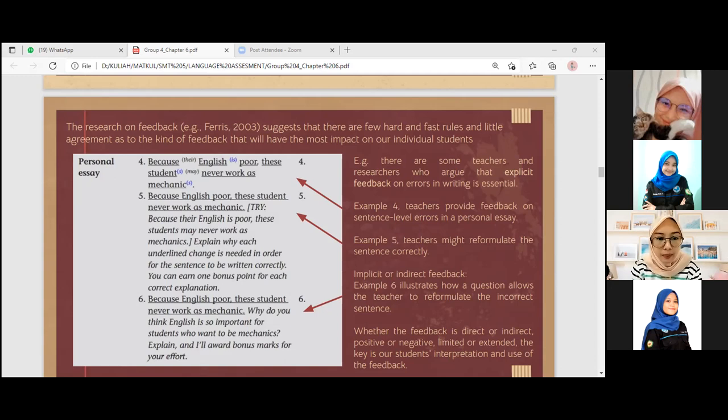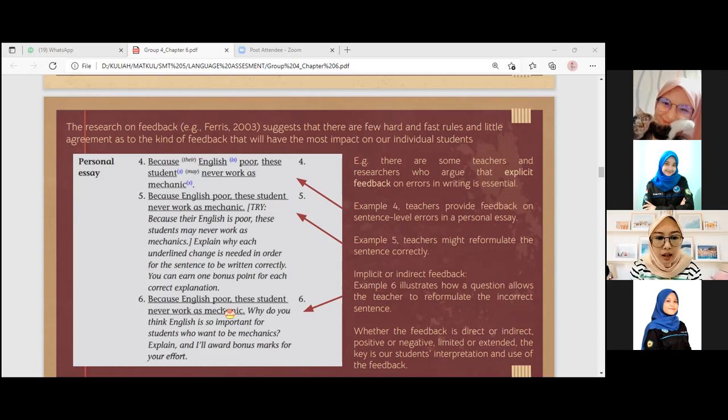For the implicit feedback, we can take a look at example 6 that illustrates how a question allows the teacher to reformulate the incorrect sentence. This feedback may motivate the student to draw on the reformulation or feedback in answering the question and earn bonus marks as a result. Whether the feedback is direct or indirect, implicit or explicit, positive or negative, limited or extended, the key is our student's interpretation and use of the feedback.